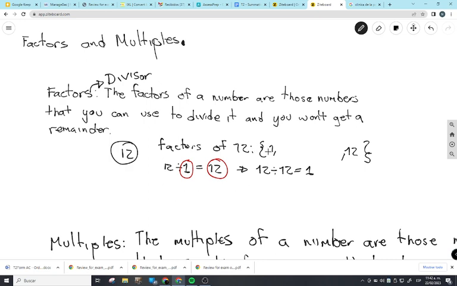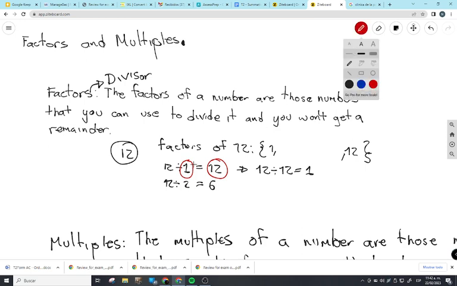So 1 is the smallest factor of 12 and 12 is the biggest factor of 12. That's why I put the 1 here in this end and the 12 in this end. The other factors are going to be in between. Let's take for example the number 2. If you divide 12 by 2, once again you don't get a remainder and you get 6.